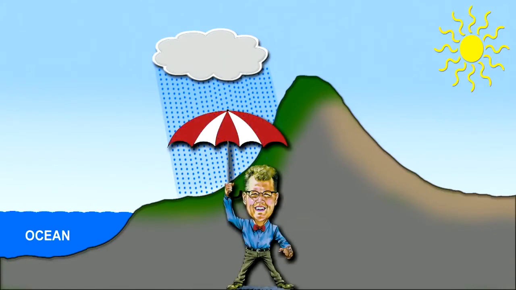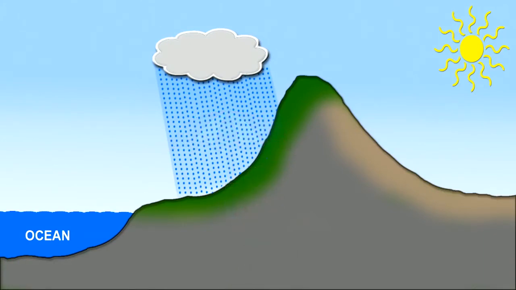The now dry air mass crosses the mountains and begins to sink on the leeward side of the range. It compresses and warms, promoting evaporation. Dry air warms 1 degree Celsius per 100 meters of elevation drop.